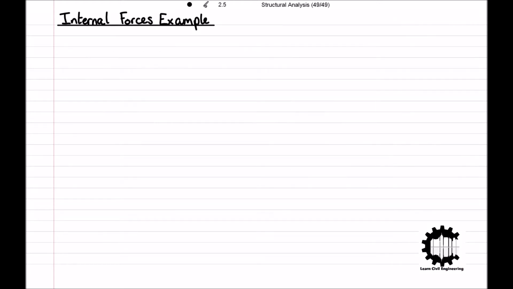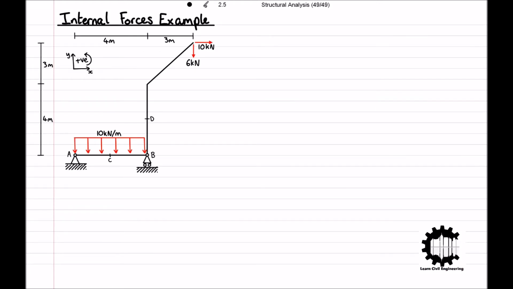Let's have a look at a more complicated example. Consider this structure, which consists of two bodies: a straight bar from point A to point B, and a bent bar connected at point B with a free end at the other end. The structure is being supported by a hinge support at point A and a roller support at point B. The dimensions of the bars are shown in the diagram, and a uniformly distributed load is being applied to the entire length of bar AB, acting in the downwards direction and has a magnitude of 10 kilonewtons per metre.